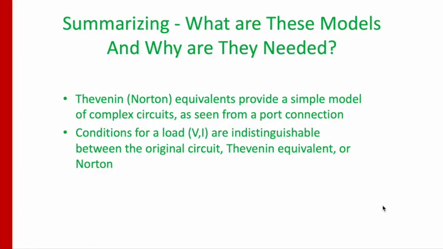Okay, so summarizing so far, what are these models and why are they needed? Thevenin and Norton equivalents provide a simple model of more complex circuits as seen from a port connection. The conditions for a load, for example, just a simple resistor, and by conditions we mean the voltage and current for that load, are indistinguishable if the load is connected to either the original circuit, the Thevenin equivalent, or the Norton equivalent.